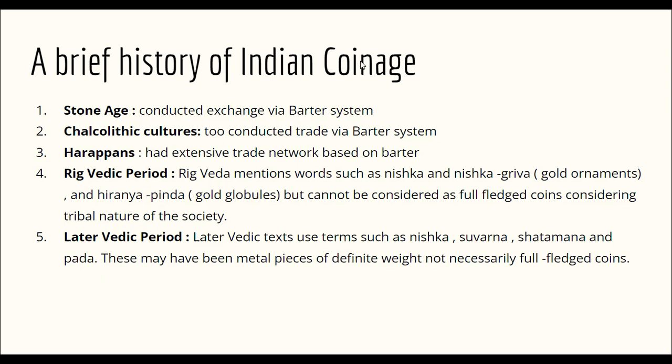So here even though we find names like Nishka or Nishka Griva, we find the name Hiranyapinda, all these are related to gold globules, that is biscuits of gold. But it is very difficult to consider these as full-fledged coins because, as I mentioned, taking into consideration the tribal nature of the society, these cannot be termed as coins. So Nishka, Nishka Griva, Hiranyapinda, these are basically gold. Hiranyapinda is gold globules, like a mass of gold, and Nishka Griva is with the gold ornaments. And up till now, such things are very dicey things.